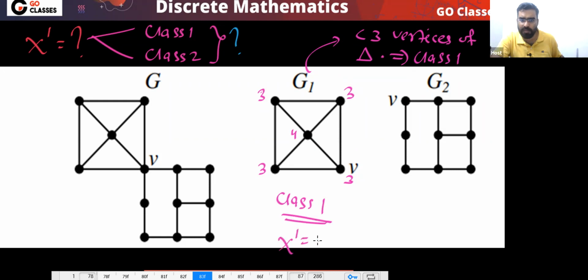So the chromatic index will be equal to delta. For this graph, chromatic index will be 4. What about this graph?